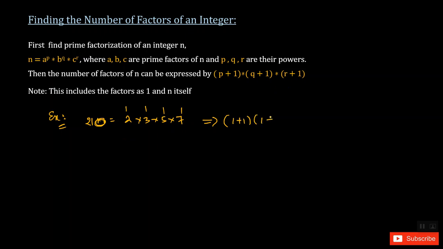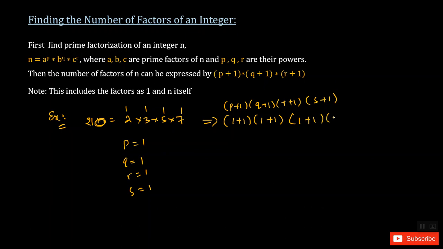1 times 1, 1 plus 1. I'm saying this because the value of P here is 1, Q here is 1, R here is 1 and S here is 1, as I have more than 3 factors this time. So again the formula: p plus 1 times q plus 1 times r plus 1 times s plus 1. Substituting the values, 1 plus 1 times 1 plus 1, so we are getting 2 times 2 times 2 times 2, which is 16. So 210 has 16 factors.